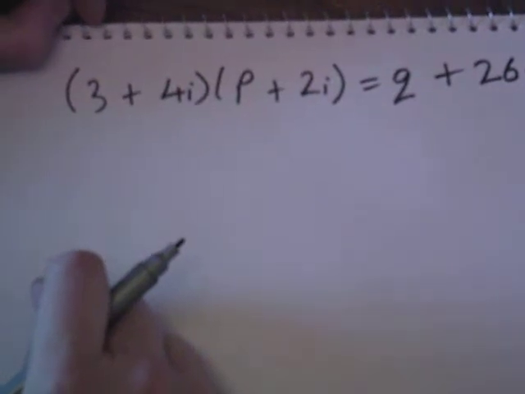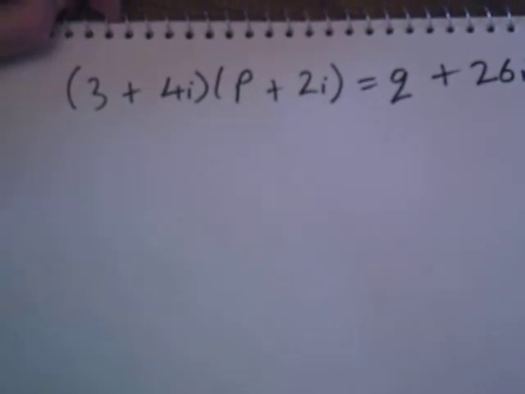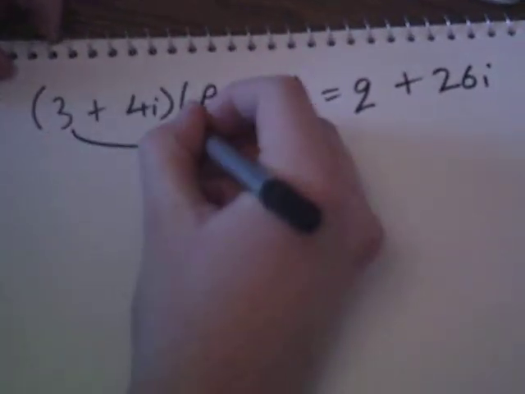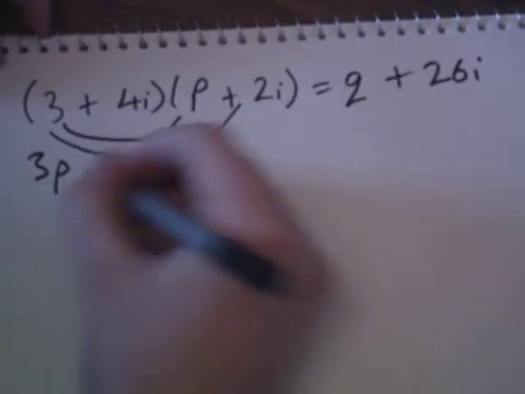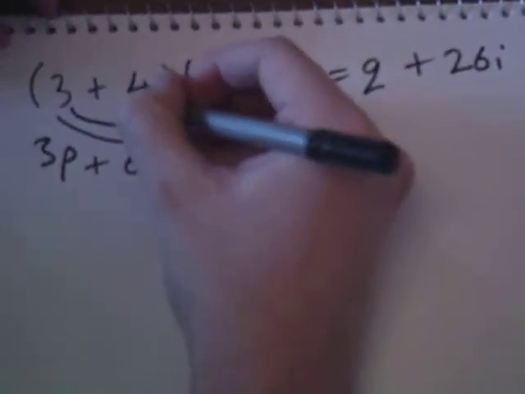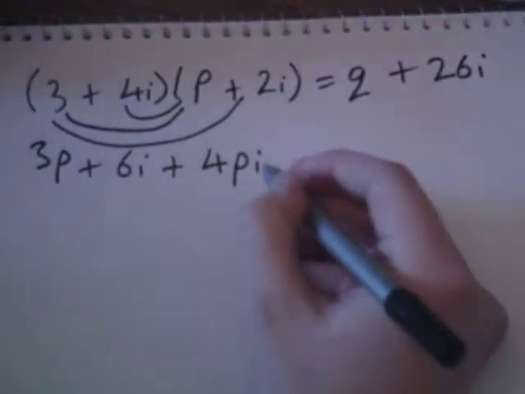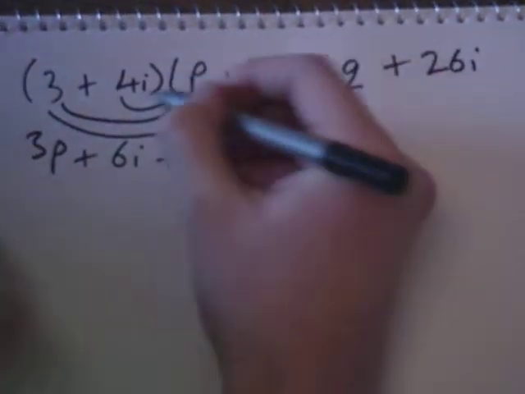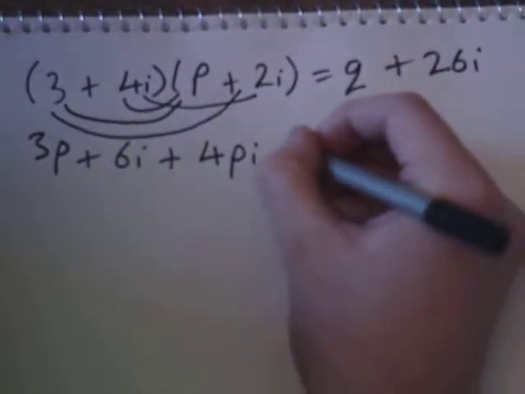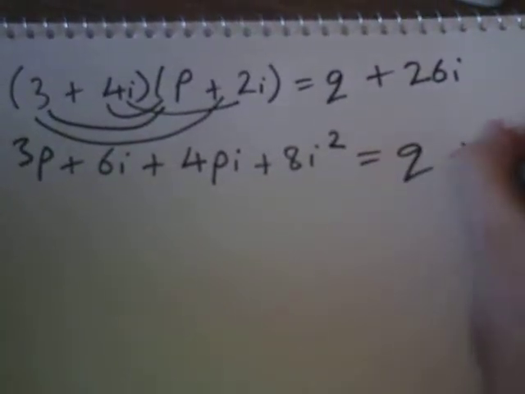Okay, if you were first looking at this question, you would think, first thing to do, multiply out the brackets. So you do 3 times p, which is 3p. Then you do 3 times 2i, which is add 6i. Then you do 4i times p, which is add 4pi. It doesn't really matter which way around they go. I just like to put the i last, just to emphasise that the number is an imaginary number. Then you do 4i multiplied by 2i, which is add 8i squared, and that is equal to q add 26i.